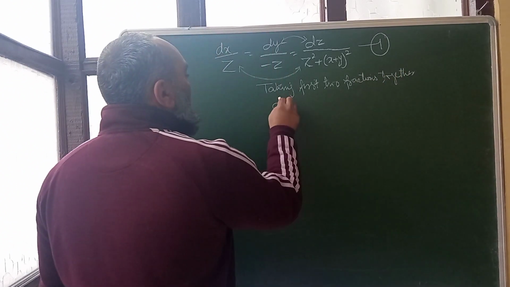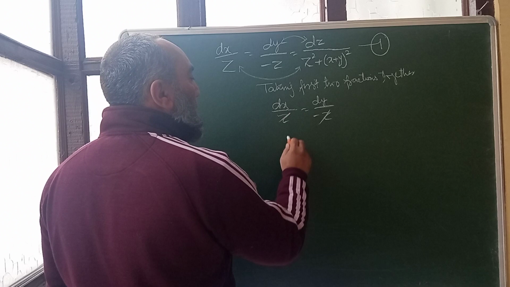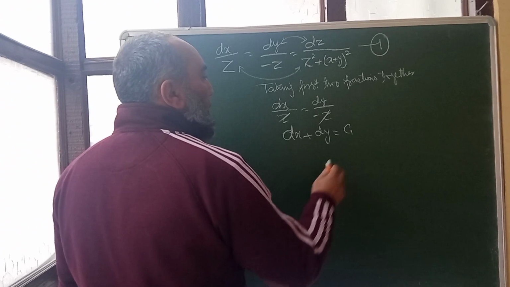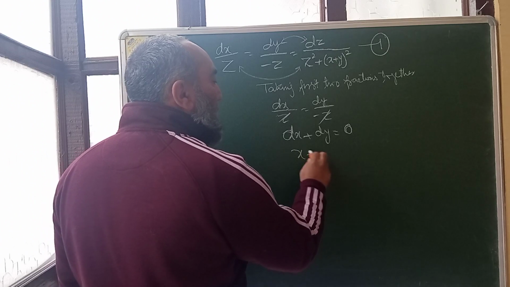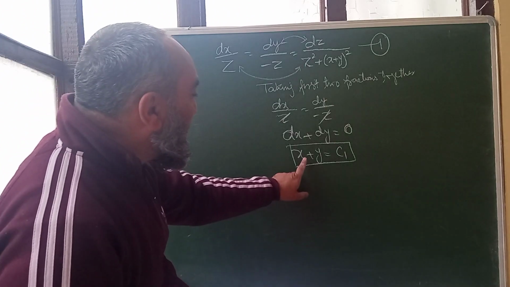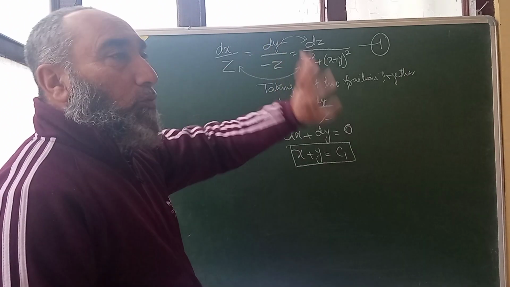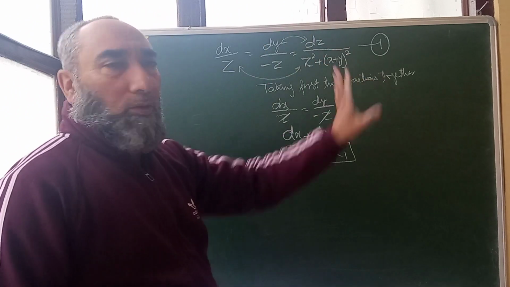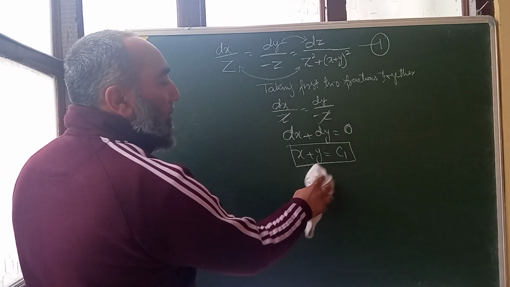we will have dx by z, dy by minus z. z and z cancel out. This is dx plus dy equals 0, which means integrated, x plus y equals c1. This is a solution. Fine. Now, I will use this x plus y because I have x plus y over here. This is a constant. So, now you can choose any two fractions. You can choose dy and dz, or dx and dz. Doesn't matter. Okay. This is a solution which is to be used.